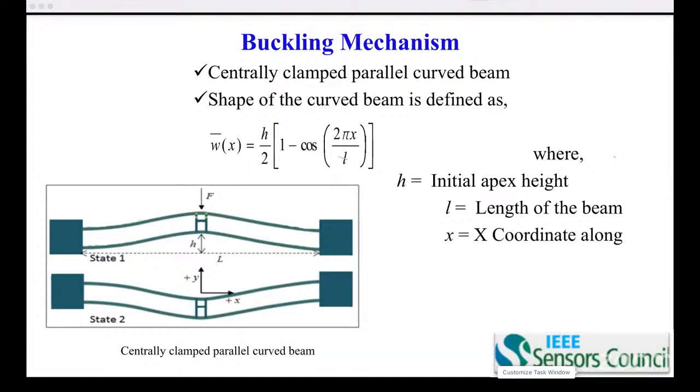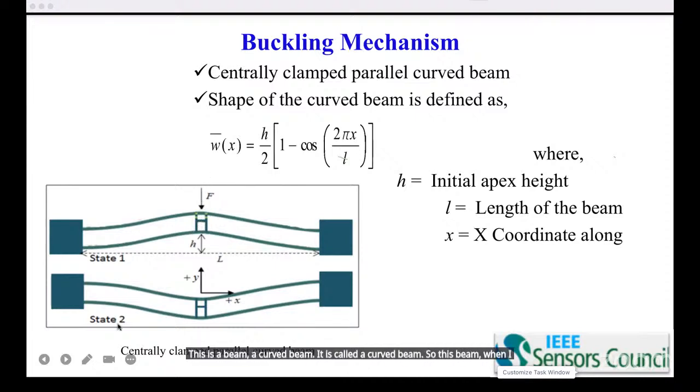I would like to introduce a mechanism called the buckling mechanism. It is a very simple thing. This is a beam, a curved beam. When I give a force from the top, it will come to this state. There are only two stable states for this beam. The first stable state is with the beam in this upward direction.